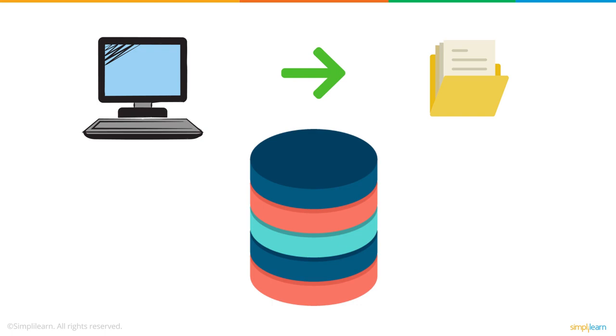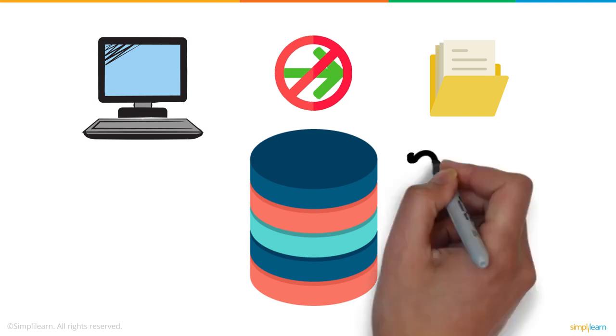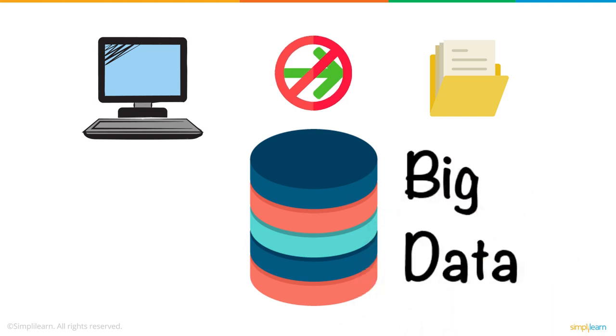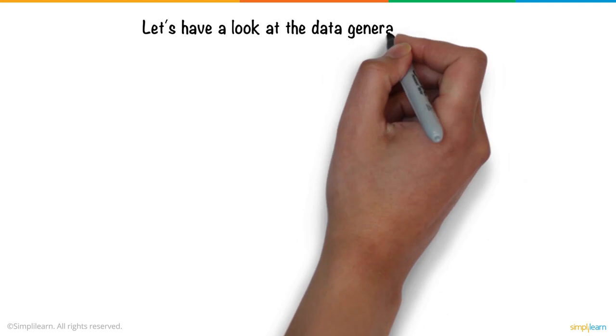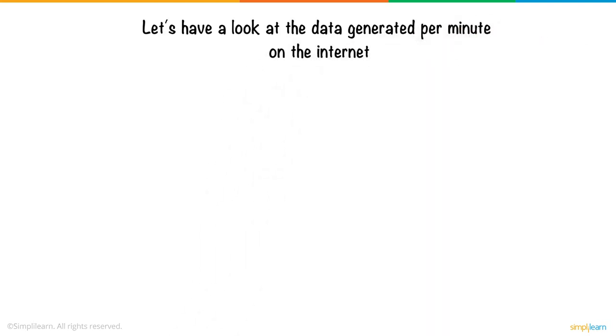In fact, this amount of data is quite a lot for traditional computing systems to handle. And this massive amount of data is what we term as big data. Let's have a look at the data generated per minute on the internet.